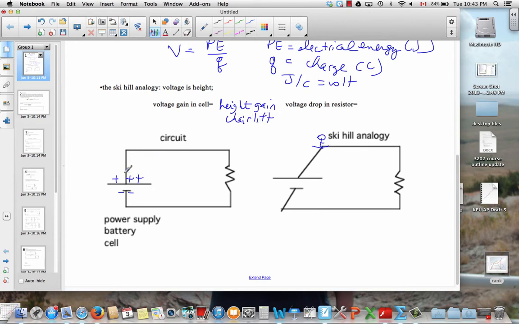And of course, a current will flow out of the positive terminal around through the circuit, through the load, and then back into the negative terminal. And so that current flows through the resistor, and there's a voltage drop in the resistor. Well, that's like the height loss that the skier experiences when you go down the run, going downhill. So a resistor is like a ski slope, and a cell is like a chairlift.